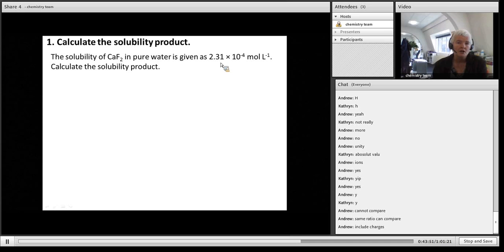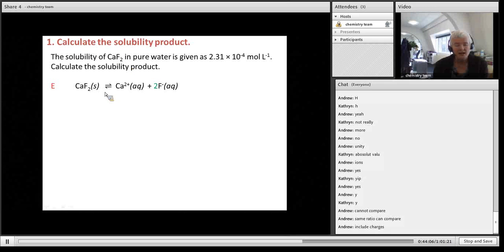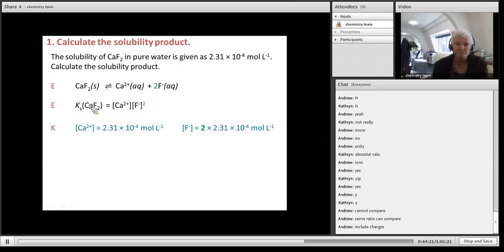Okay, so now I've got to calculate the solubility product. So the EQ rule is, remember, the equation first. So write your CaF2 equation, and that will help you work out whether you have to square something in your expression. If you do that, you can easily go, oh, I've got twice the amount of fluoride, so I've got to square it. Now we do the calculation, because we have to substitute values in there.